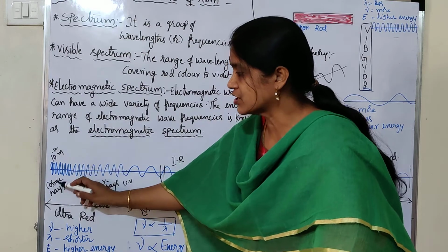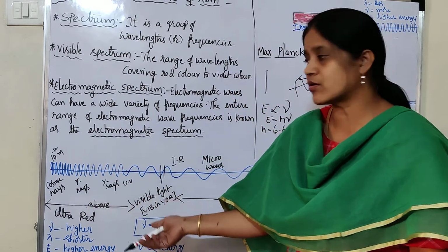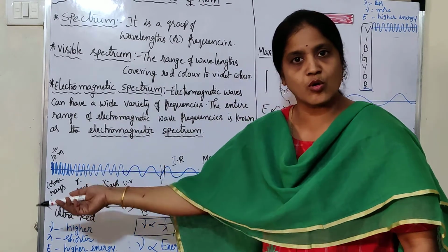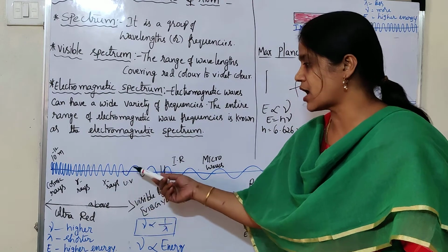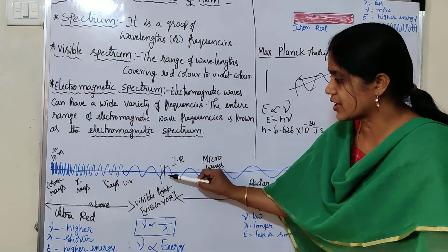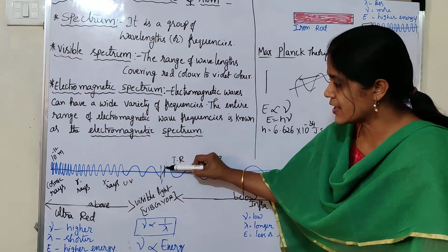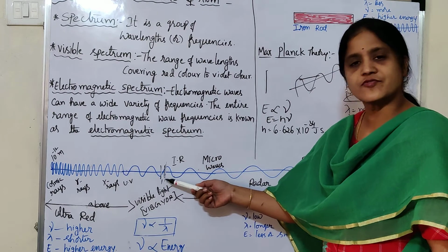First, initially we have the cosmic rays. They have higher energy. Why do they have higher energy? Because their frequency is more. Then after that we have gamma rays, then X-rays, ultraviolet rays. Then after ultraviolet rays we have only a very small part, which we call visible light. It is visible light.